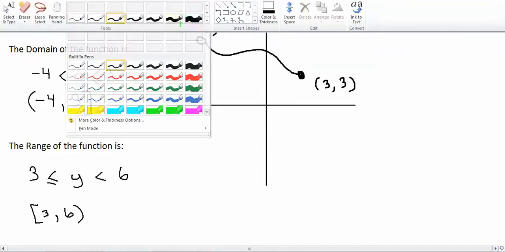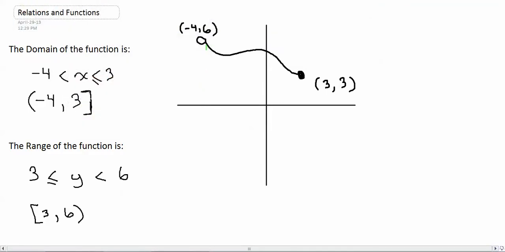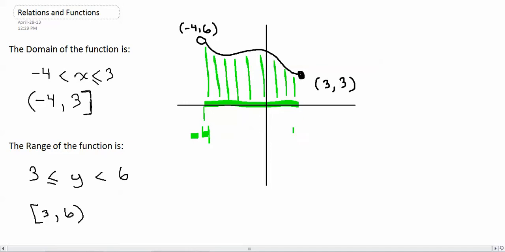Now if you're having trouble seeing this, let's use some color to help us out. With our domain, if I squish this function down to only being on the x-axis, what I'm going to have is one continuous piece all the way from -4 to 3. Okay? So that's where our -4 and 3 come from.